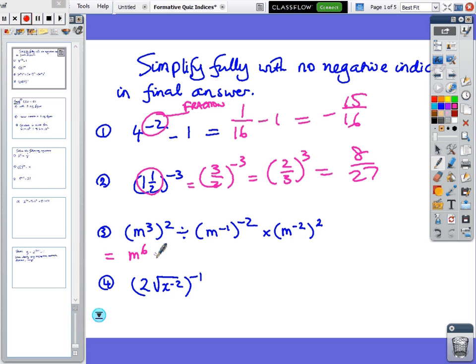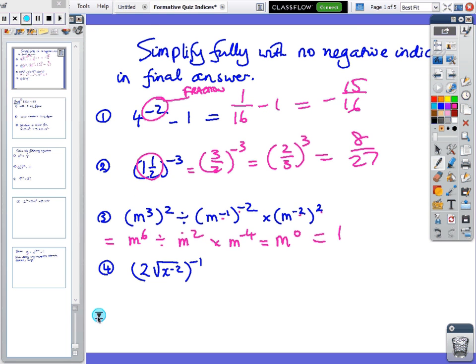So m^6 divided by m^2, because two minuses make a plus, and minus times a plus is a minus. Okay, so we've got 6 minus 2. 6 minus 2 is 4. 4 plus minus 4 equals 0. Just check that again. So 2 3s are 6. Minus 1 times minus 2 is positive 2. Minus 2 times 2 is minus 4. 6 minus 2 is 4. 4 plus minus 4 equals 0. The answer is 1.